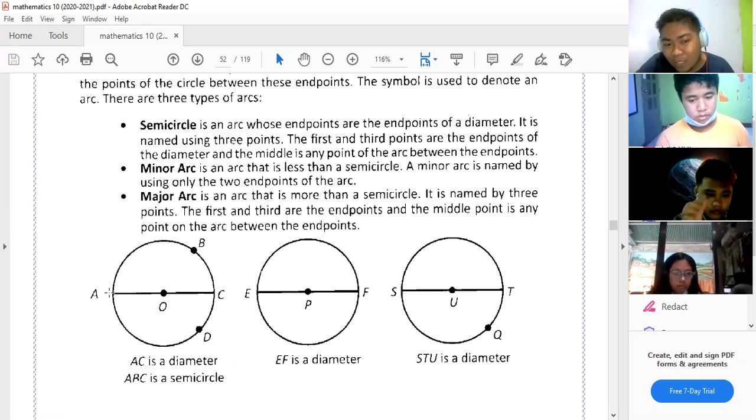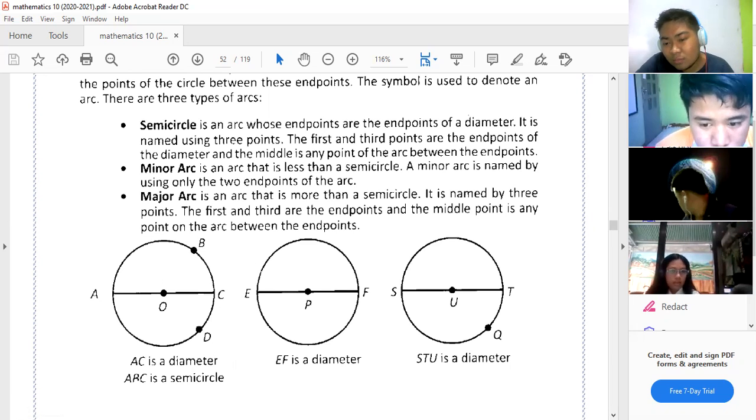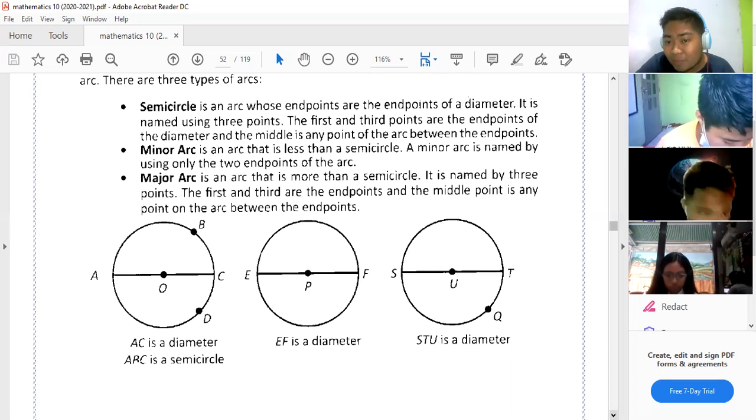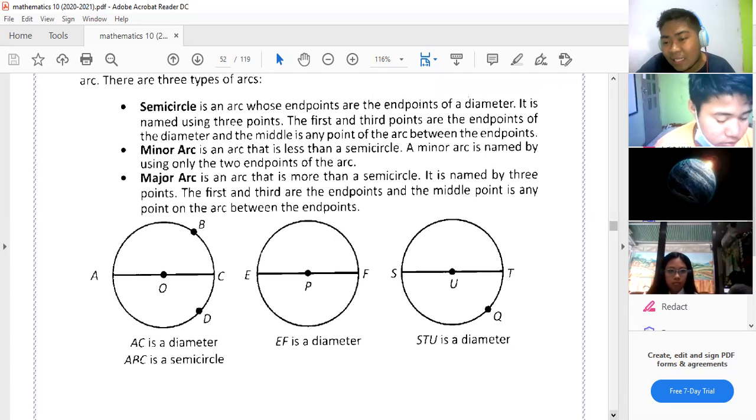Baliktad yan. So, dapat ganito: A, C, B, or A, D, B. Pwede yun. Okay? Naintindihan ba? So, kapag major arc, mas malaki. Minor arc, mas maliit. Semicircle, kalahati. Nakuha?